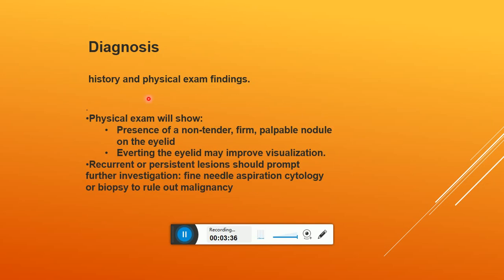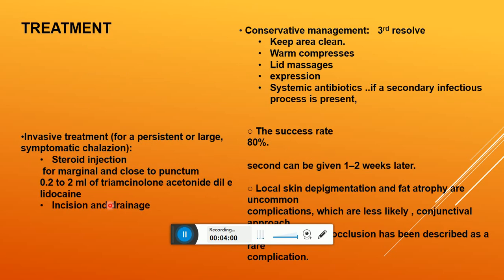So diagnosis is based on history and physical findings. There will be again non-tender nodule, and everting the eyelid may improve visualization. If there is recurrent or persistent lesion, it should prompt further investigation like fine needle aspiration cytology or biopsy to rule out malignancy. Now, what is the treatment?